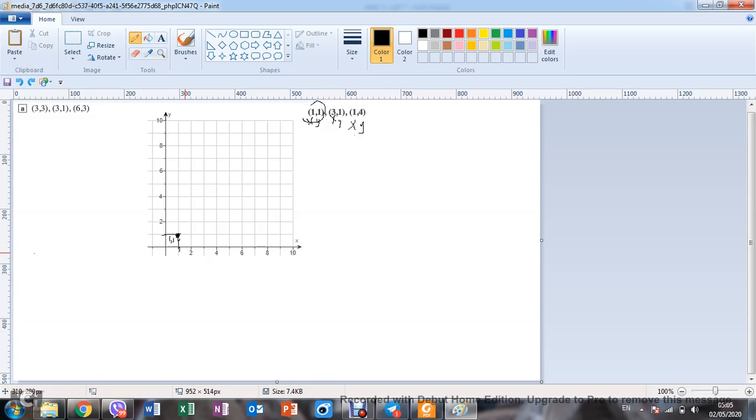The second one is 3 and 1. So look, where 3, this one is 3. 3 here, I draw a line. Again with 1. So look, when I line it up directly, I get this point. Okay, so this is called what?